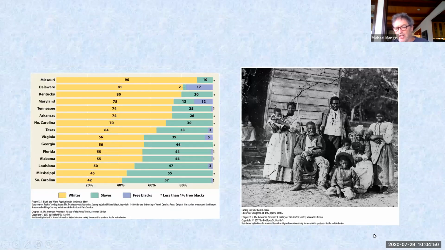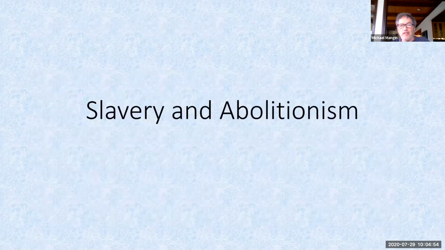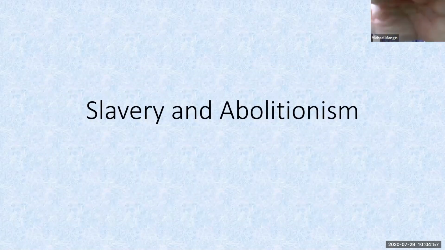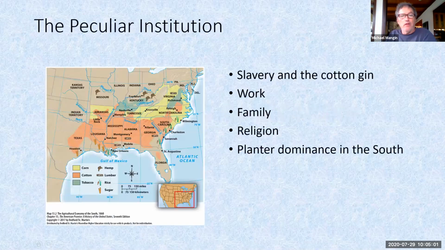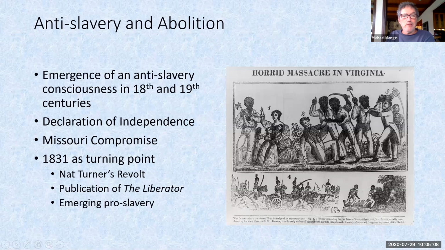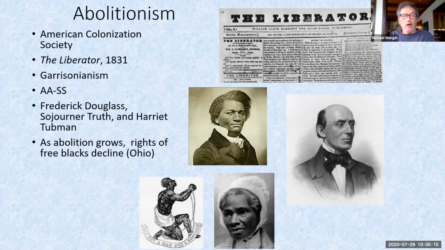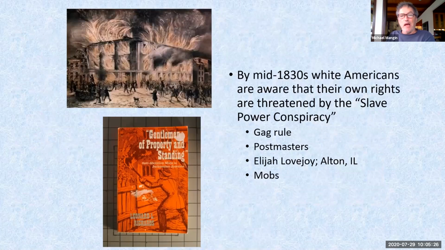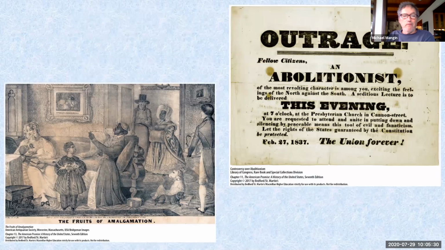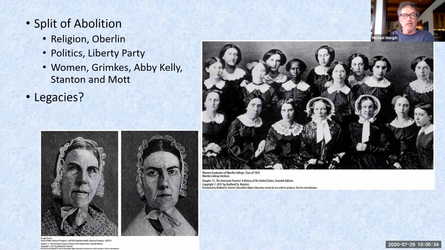That's slavery and abolition. Hello, this is an overview of the slavery and abolition lecture. I'm going to be talking today about the peculiar institution, the anti-slavery and abolition movements that grew up in the 1820s, 30s, 40s, 50s, the role of Garrison and Frederick Douglass and other abolitionists at the time, the divisions within the abolition movement, and the splits that occurred as Garrison's radicalism made it difficult to keep the movement unified.